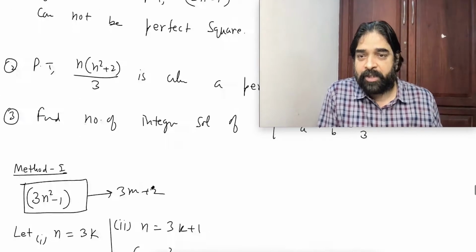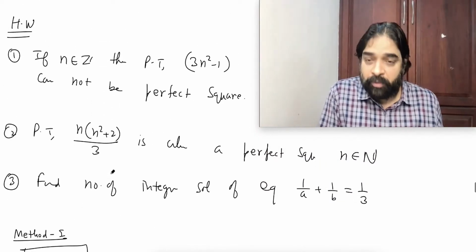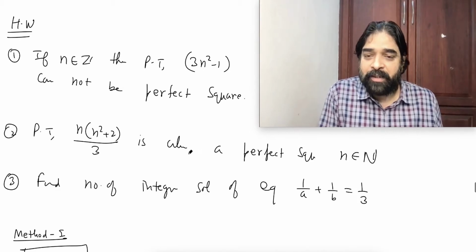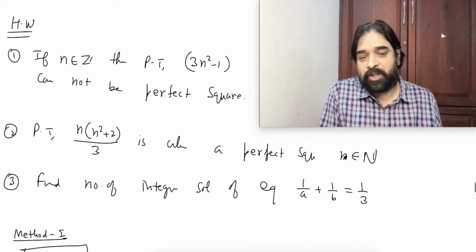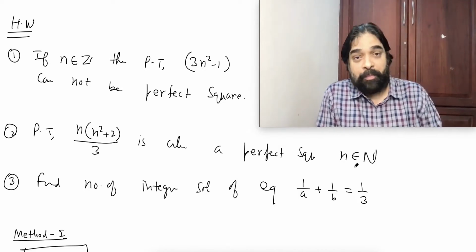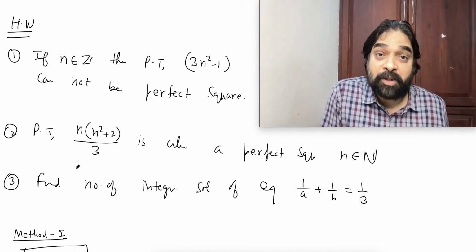Right. Next. What is the next doubt? Not a doubt, homework. Prove that n times n square plus 2, divided by 3, is always a perfect square, where n belongs to natural numbers. I hope now you can do it very easily. Apply the same logic. What same logic?